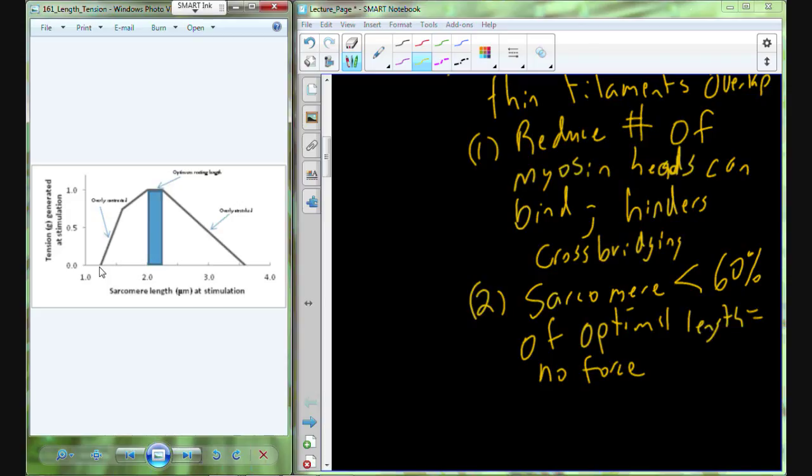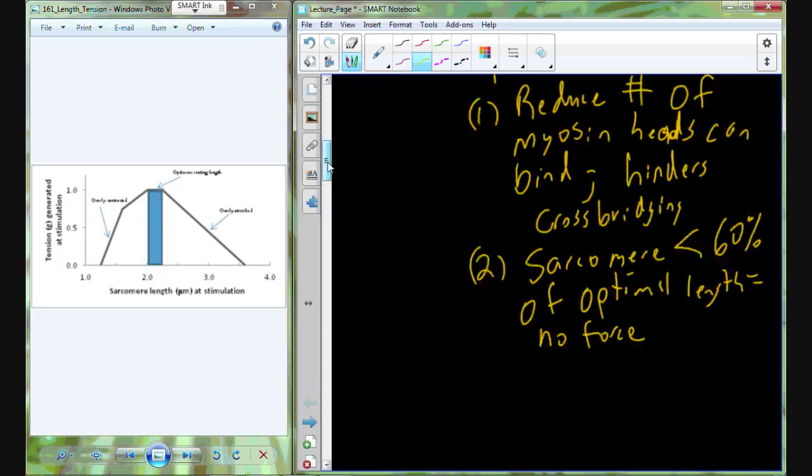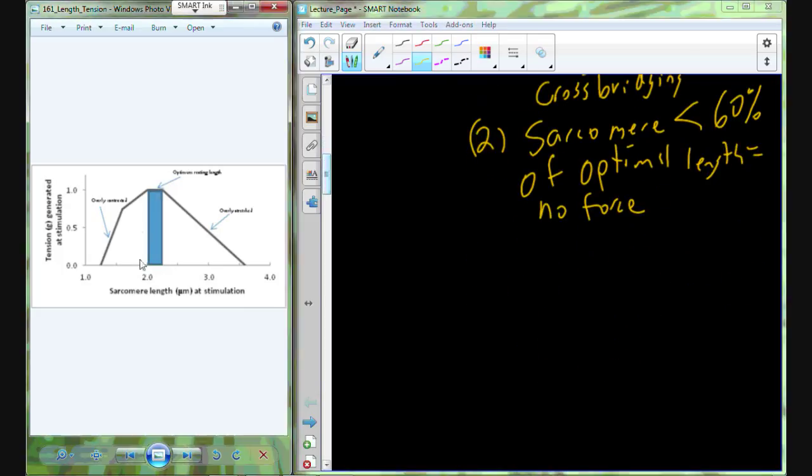And then as sarcomere length slowly increases, we get a little bit more force until we get into this area here where we get a maximal amount of force that can be produced. We're going to come back and talk about this portion of the curve in just a second. Let's talk about this portion here. This is going to be due to the muscle being overly stretched.